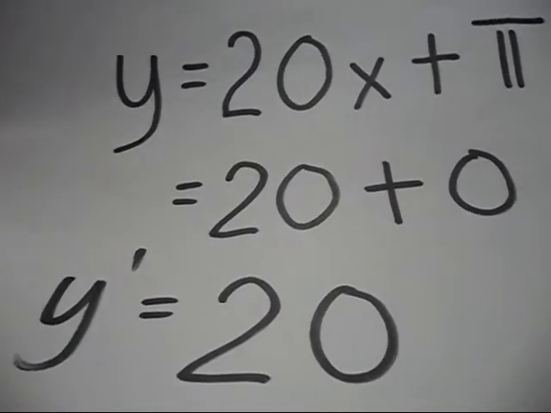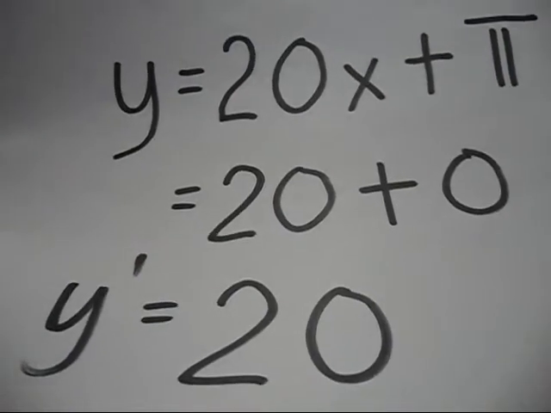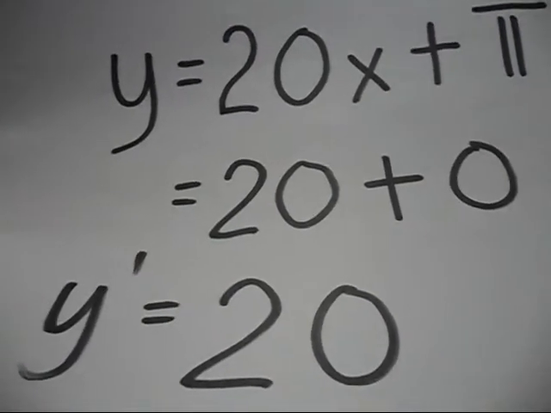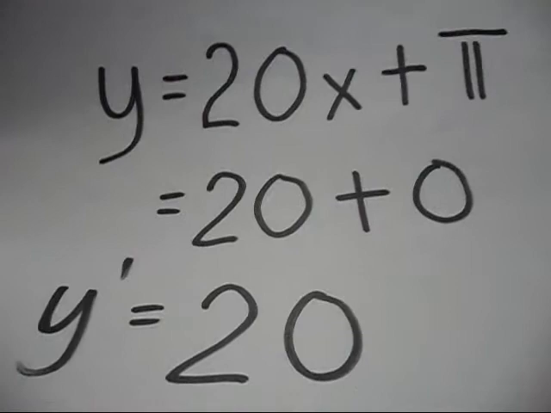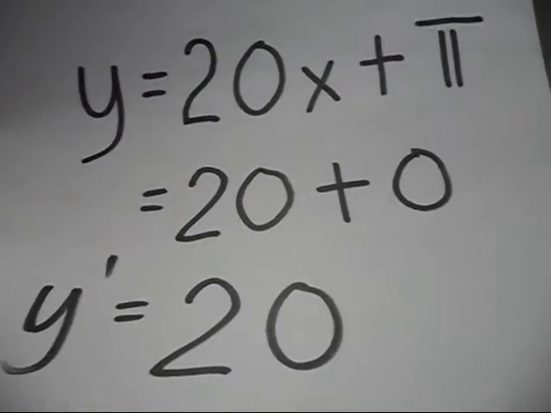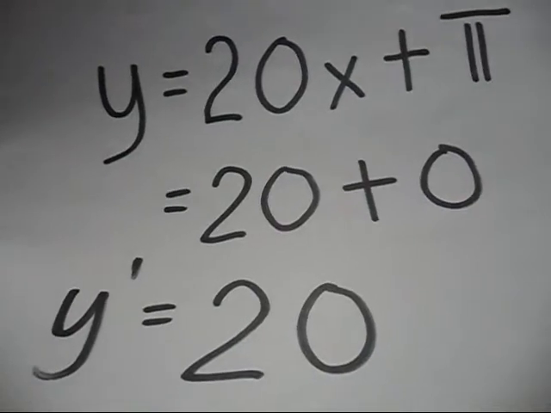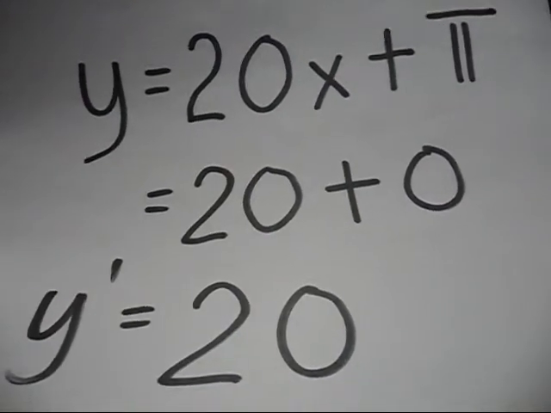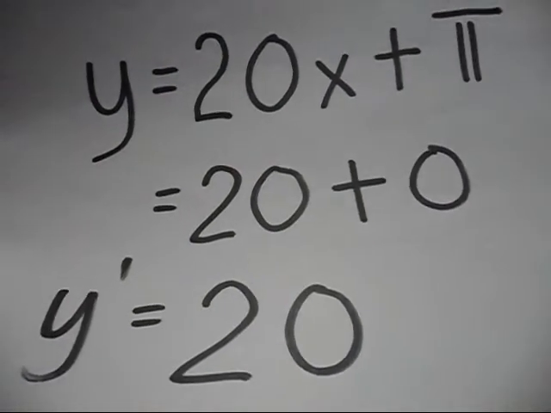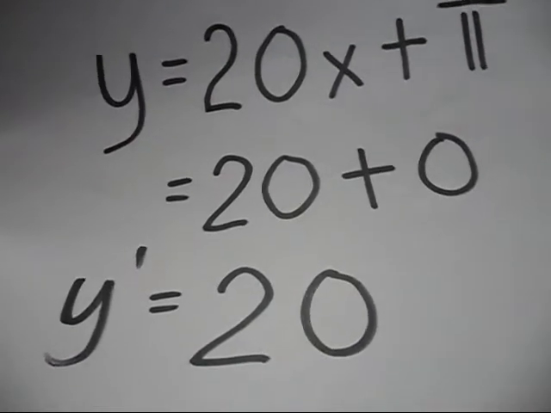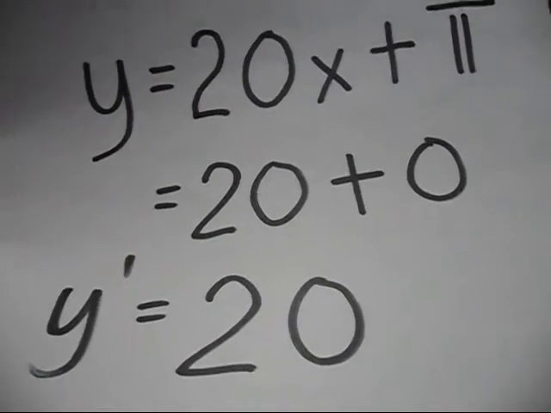Here's another example when you can apply the constant rule. y = 20x + pi, which is equal to 20 + 0. Pi became 0 because it is a constant. 20x became 20 because of the power rule that will be explained later. Then the final answer is y prime is equal to 20.